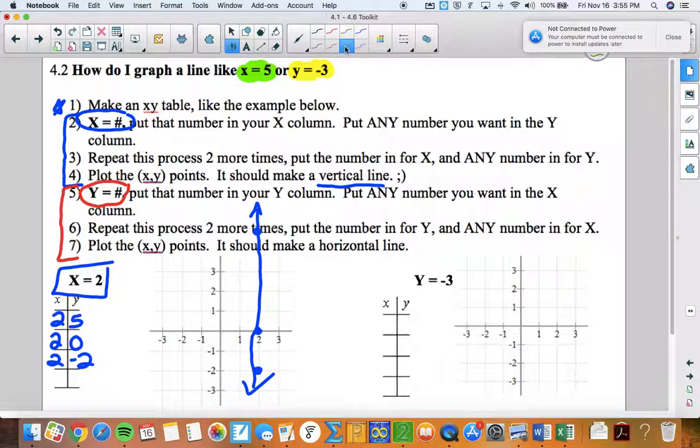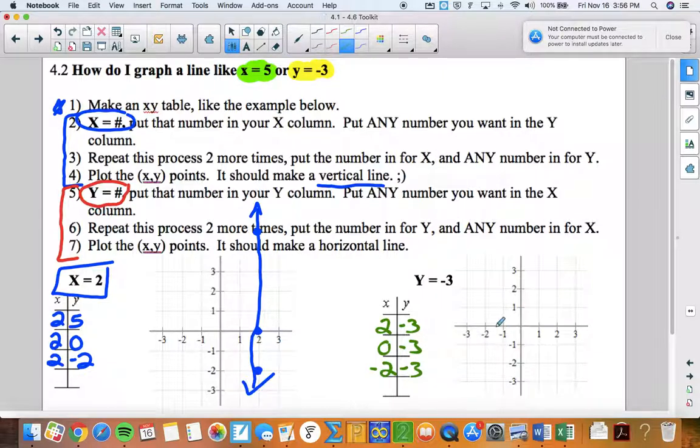To do that, whatever number y equals, in this case -3, we're going to put that number in the y column over here. We're going to put -3 in for y, and then put any number you want in for the x column. I want the number 2. Repeat this process 2 more times. Put the number in for y. The number is -3, and any number you want in for x. Y is -3, any number I want for x.